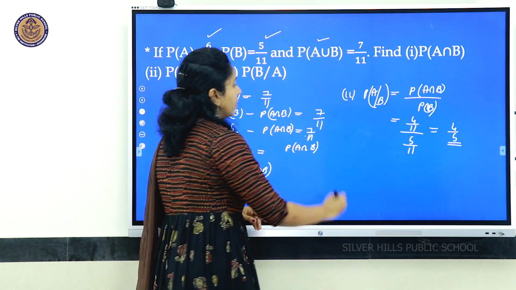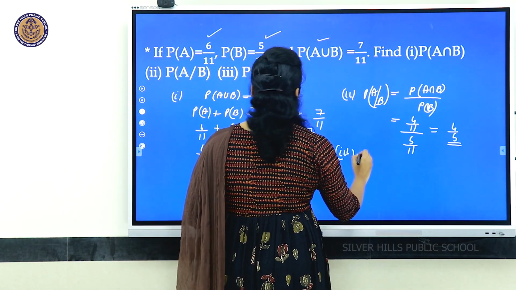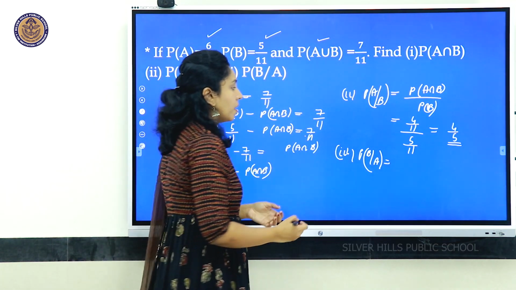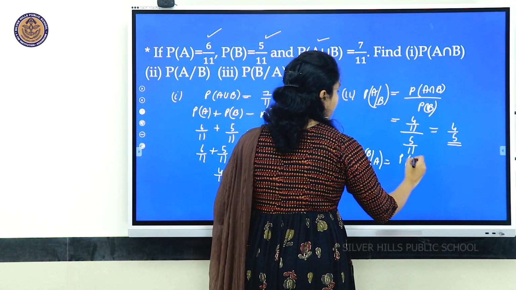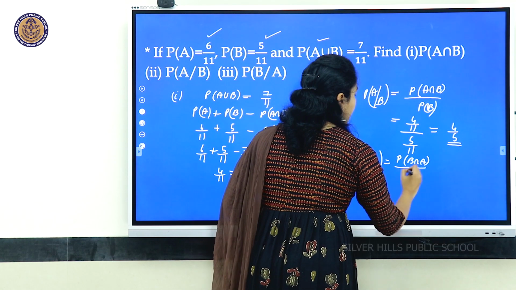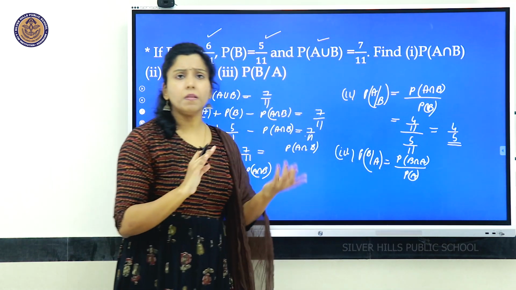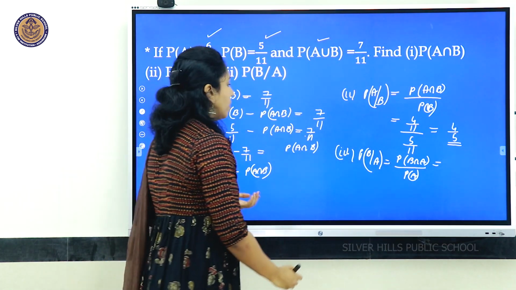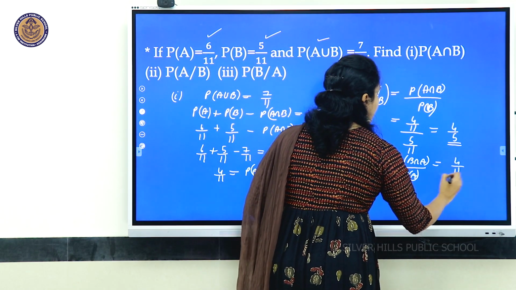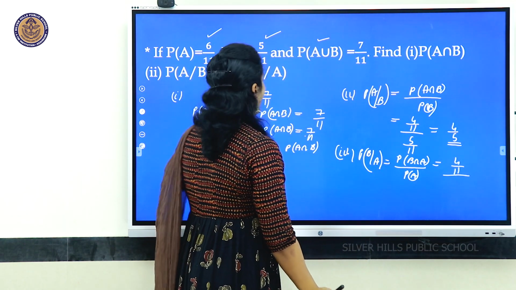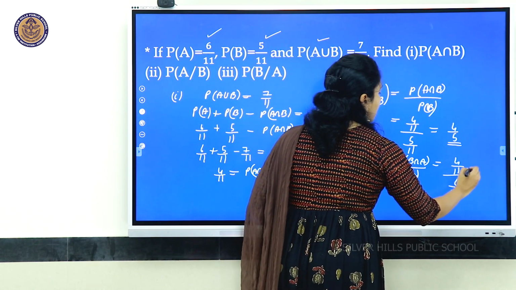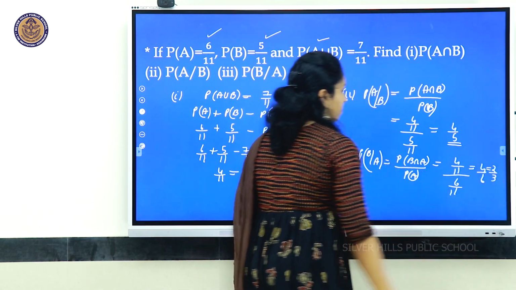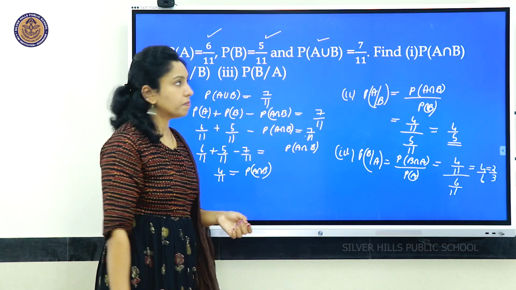Now, the third one is P of B given A. On top B comes and A comes in the denominator. So it is P of B intersection A divided by P of A. Now, A intersection B and B intersection A are both the same. So this is equal to, A intersection B, already we know it is 4 by 11. So 4 by 11 divided by P of A. Where is P of A? It is 6 by 11. So your answer is 4 by 6. If you simplify further, it is 2 by 3. Okay, so these are the answers.